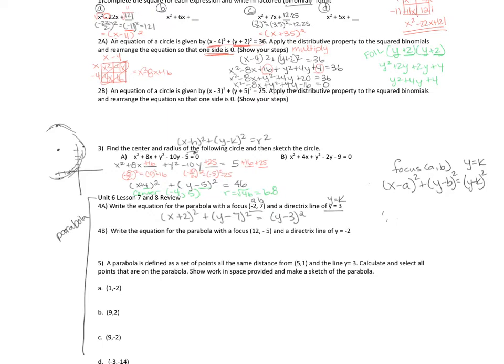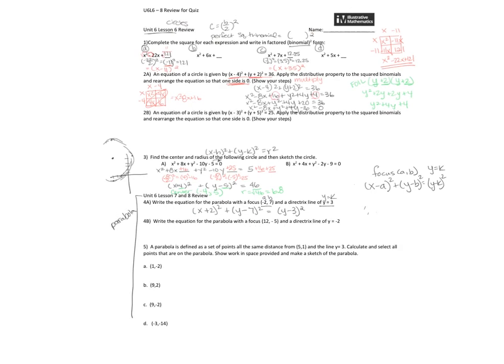And I'm done. If I've been asked to write the equation of a parabola, that is an equation of a parabola with a focus negative 2, 7 and directrix y equals 3. So you can try 4b on your own. So let's take a look at number 5.